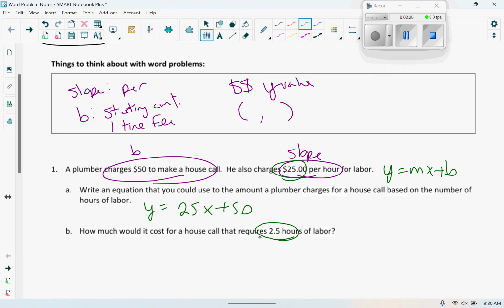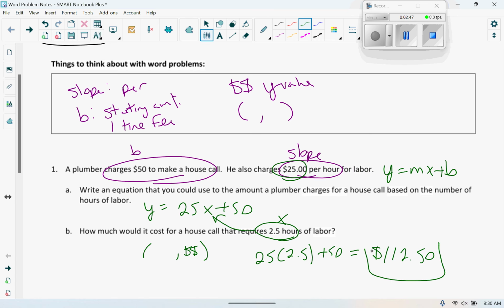Okay, so think about this. Usually your Y value is always money. So this is my X value, and I'm going to plug it in for X. I'm going to say 25 times 2.5 plus 50, and that's going to give me my answer. And that is $112.50.